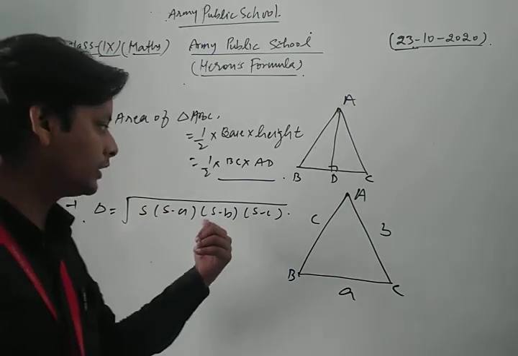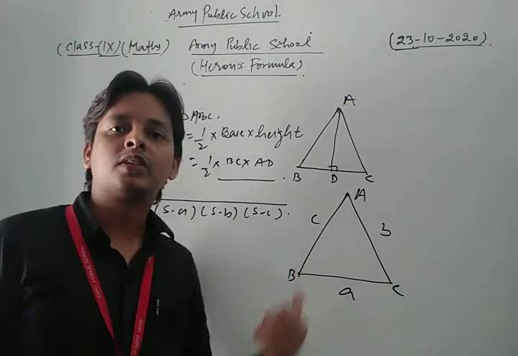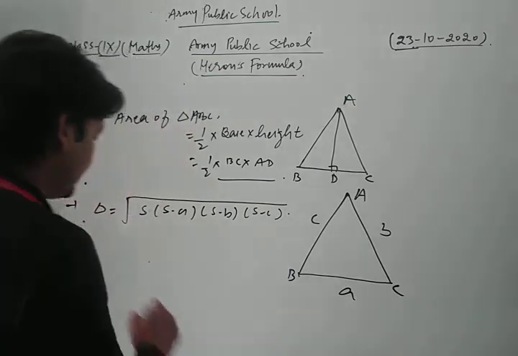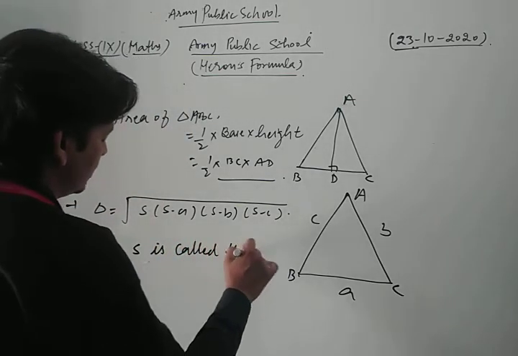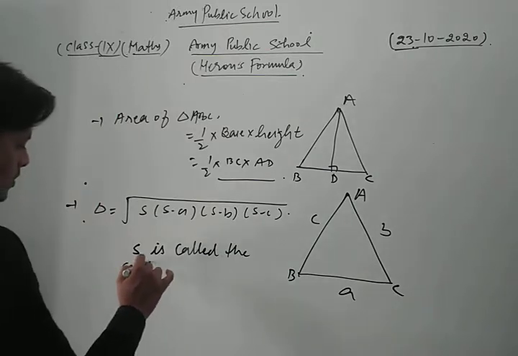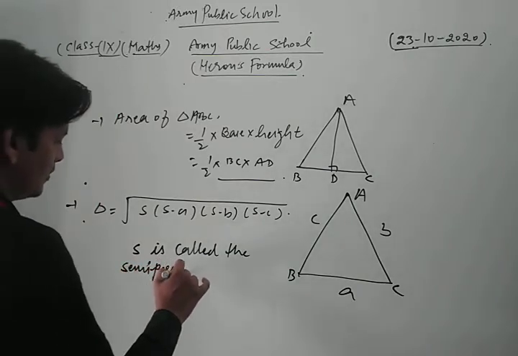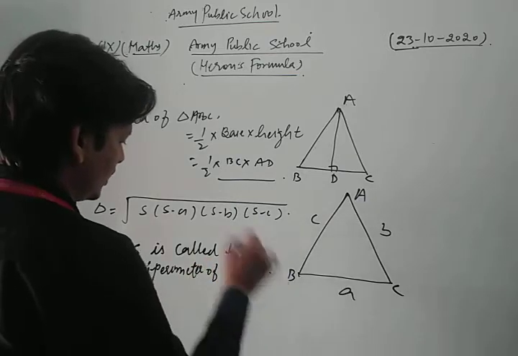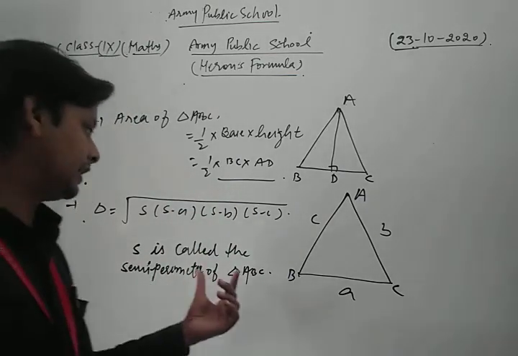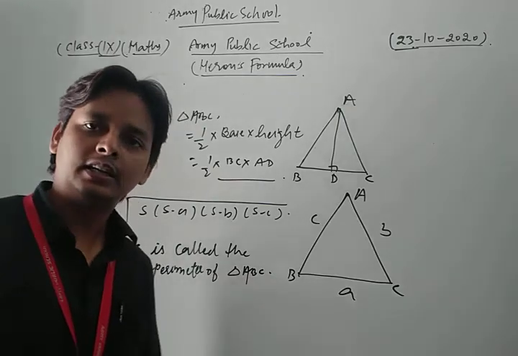Here S is called the semi-perimeter of triangle ABC.